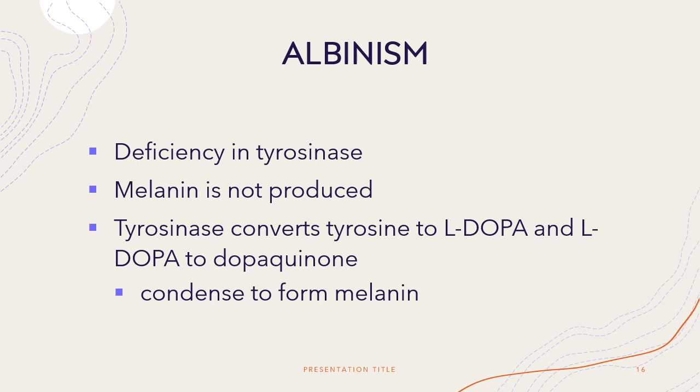Individuals with albinism are extremely sensitive to sunlight, susceptible to skin cancer and sunburn, and have poor eyesight. That is for albinism, again a deficiency in tyrosinase. And that is for protein metabolism and amino acid metabolism disorders.